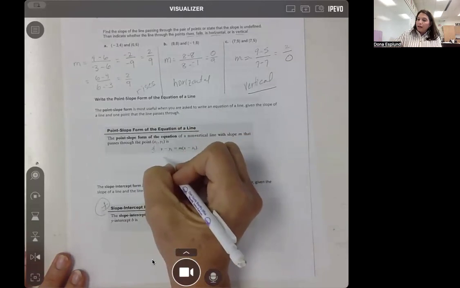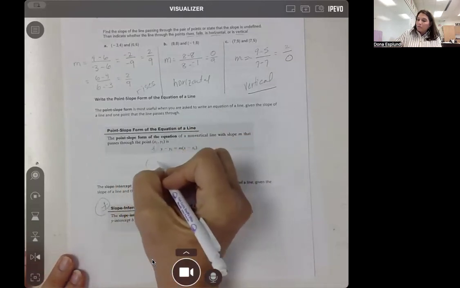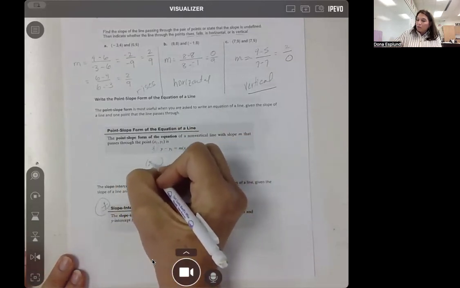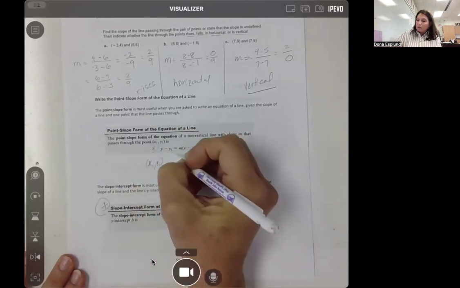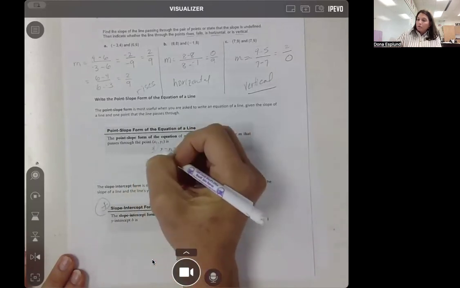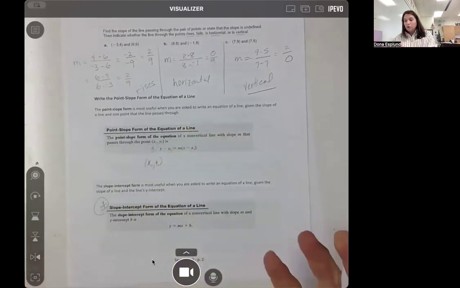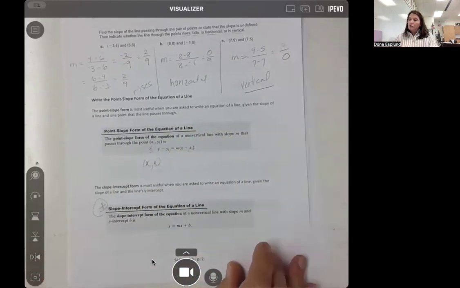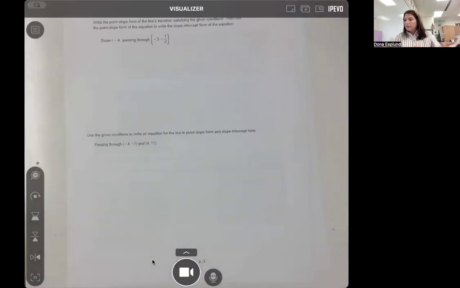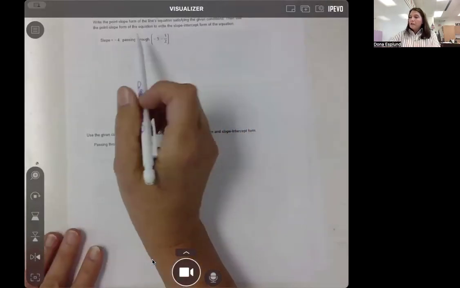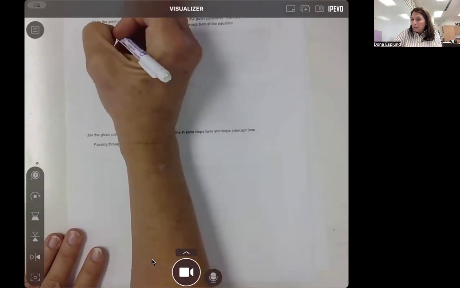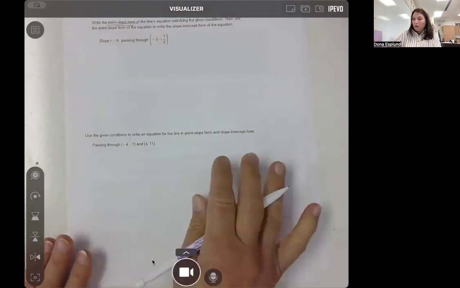But when you do that, this is the point x sub 1, y sub 1. So this is going to be my numbers, and then you will want to keep your y and your x. You don't substitute it in. So I'll show you an example of what we're talking about. So it says write the point slope form. Okay, so we're going to start with that one.